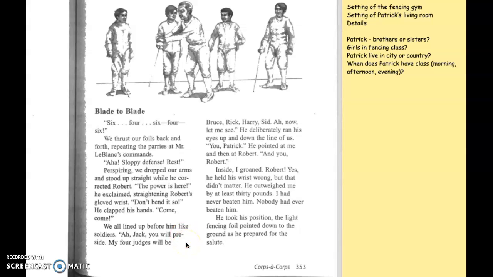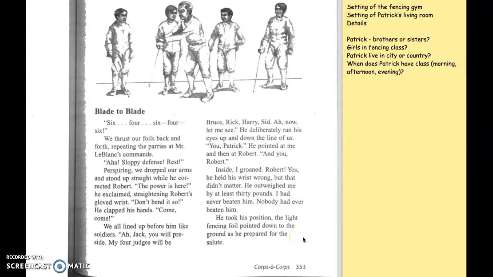Ah, Jack, you will preside. My 4 judges will be Bruce, Rick, Harry, Sid. Ah, now let me see. He deliberately ran his eyes up and down the line of us. You, Patrick. He pointed at me and then at Robert. And you, Robert. Inside, I groaned. Robert? Yeah, he held his wrist wrong, but that didn't matter. He outweighed me by at least 30 pounds. I had never beaten him. Nobody had ever beaten him. He took his position. The light fencing foil pointed down to the ground as he prepared for the salute.